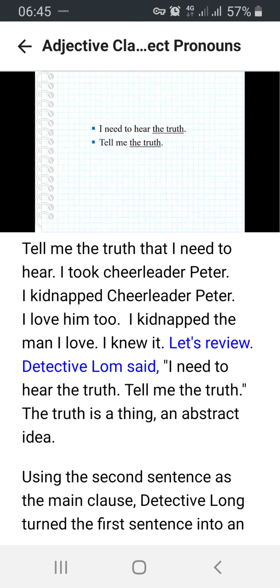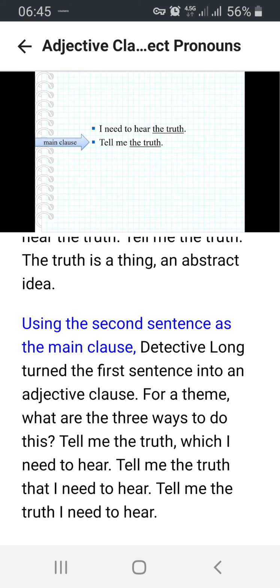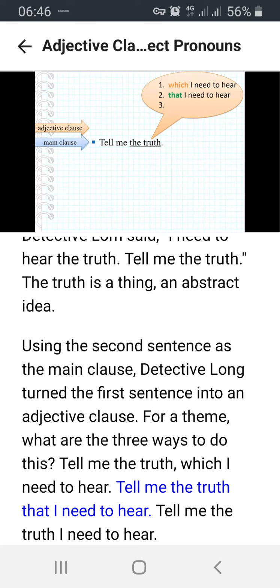Let's review. Detective Wong said, I need to hear the truth. Tell me the truth. The truth is a thing, an abstract idea. Using the second sentence as the main clause, Detective Wong turned the first sentence into an adjective clause. For a thing, what are the 3 ways to do this? Tell me the truth which I need to hear. Tell me the truth that I need to hear. Tell me the truth I need to hear.